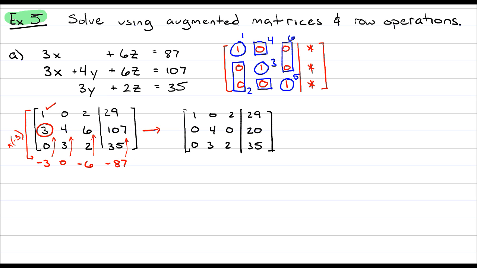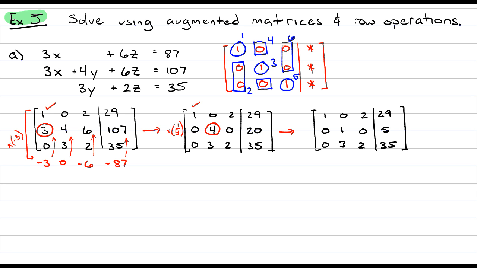Okay, so now my first column is entirely how I want it. So I move over to the second column, and the first thing I need to do is turn this 4 into a 1. So I'm going to multiply the second row by 1 over 4. In other words, I'm going to divide by 4. If I do that, I get the following matrix: 1, 0, 2, 29, 0, 1, 0, 5, 0, 3, 2, 35.